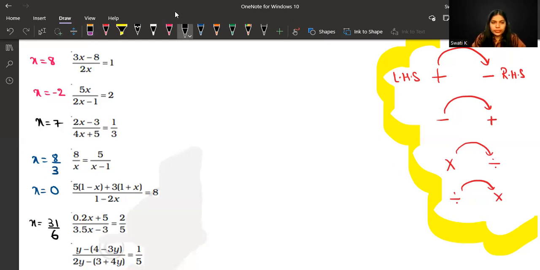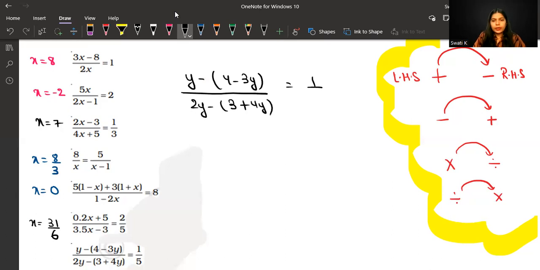Of course, we have more questions. So let's start. Y minus, in bracket, we have 4 minus 3y upon 2y minus 3 plus 4y equals 1 by 5. So here what I'll do, before using, of course, I know you have guessed it already that we can use the cross multiplication. But I just want to tell you here that before using the cross multiplication, I want you to simplify this and then you can go to the cross multiplication.